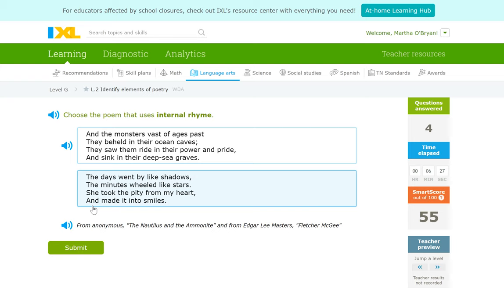So actually, I don't see any rhyming in this second one. In this first one, there's definitely internal rhyming. It says the monsters vast of ages past. So vast and past rhyme with one another. And then again, in the third line, they saw them ride in their power and pride. Ride and pride rhyme.